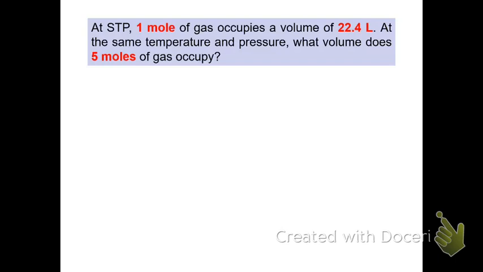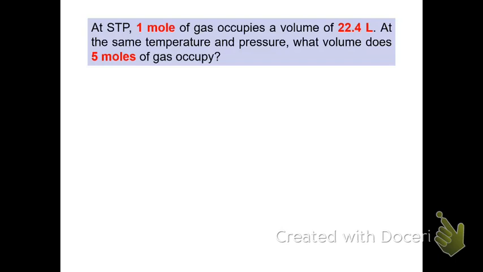1 mole of gas occupies a volume of 22.4 liters. At the same temperature and pressure, what volume does 5 moles of gas occupy? So you're keeping the temperature and pressure constant because it tells you that it's at the same temperature and pressure. So you're only really looking at the number of moles of gas and the volume and how that changes. The number of moles of gas increases from 1 mole to 5 moles. What would be the final volume of the gas? Because you increase the number of moles of gas 5 times, you would expect the volume of the gas to increase 5 times as well.